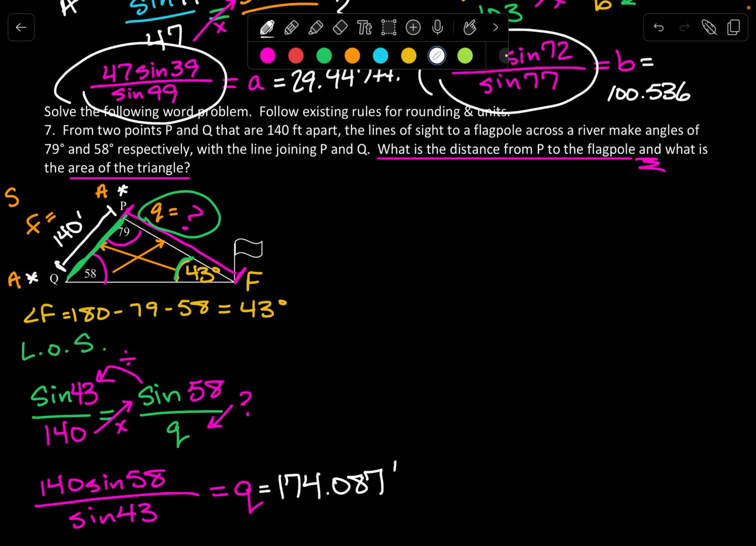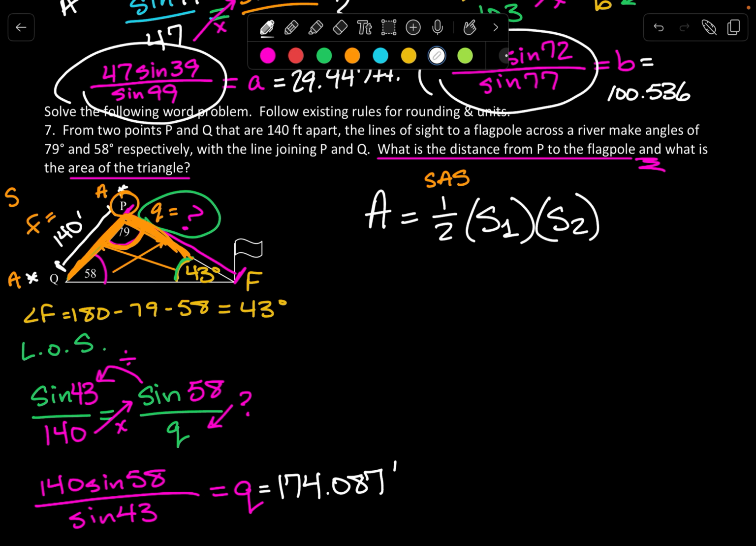Now, that does help us. We also need to find the area. Area can come from any side angle side that I have. So if you look, I only know two sides. I know 140, and I now know Q because I just found it. And I do know the angle between them, which is angle P. So I'm going to use that corner to set up my equation. So remember, I need the 1/2 times the two sides times the sine of the included angle.